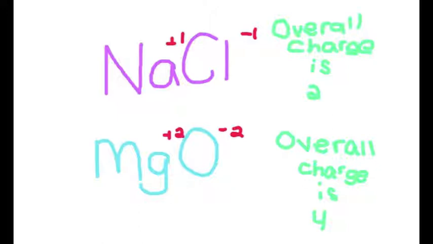If you don't know if a molecule is polar, you can find the difference of the electronegativities. If it's between 0 and 0.5, it's nonpolar. If it's between 0.5 and 1.9, it's polar. And if it's 1.9 or above, it's ionic.